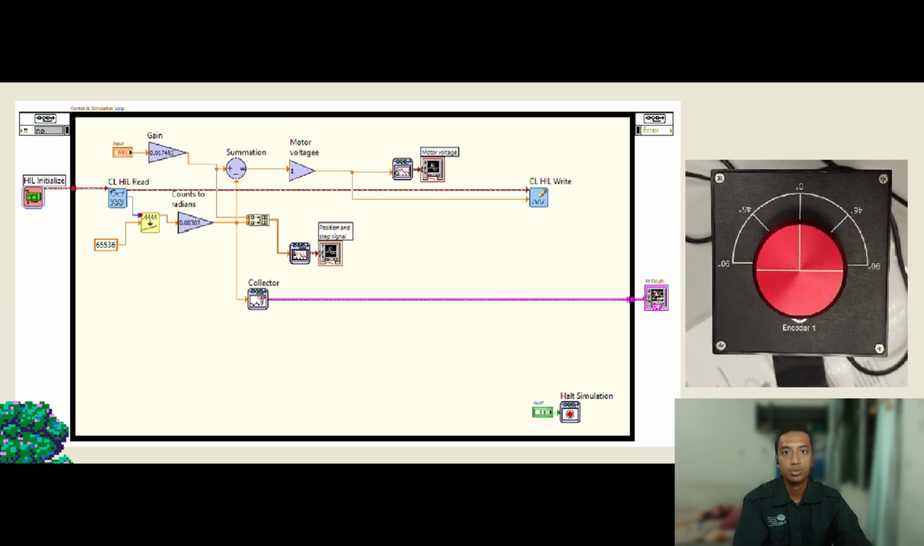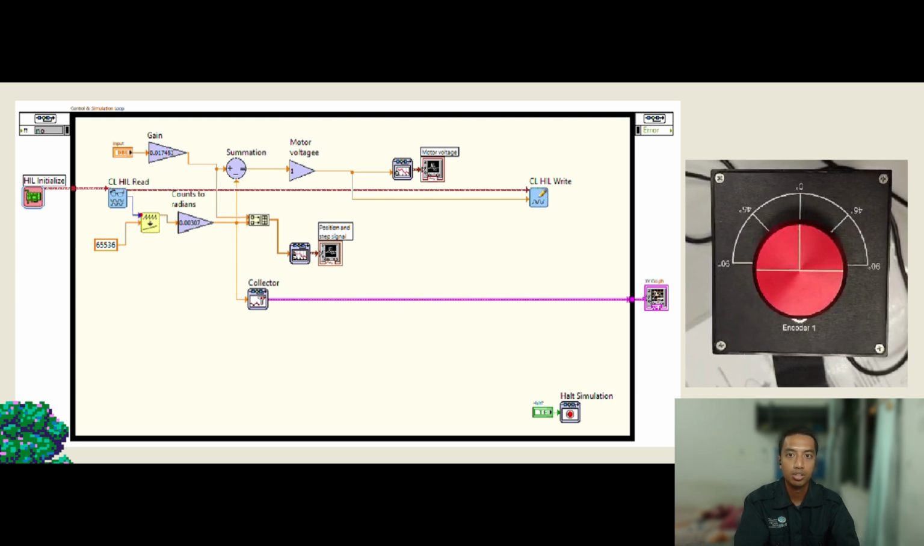The next one is conversion to radians. The user input is passed into a gain block, which converts the degrees to radians because the control system and encoder work with radian units. The next one is encoder feedback, or CLHIL. At the bottom left, the encoder feedback block reads data from the encoder attached to the cube servo. The encoder gives us the actual position of the motor shaft in terms of counts.